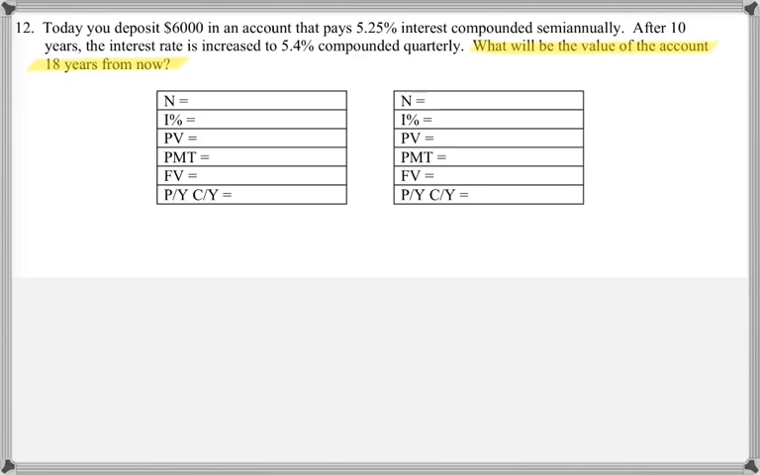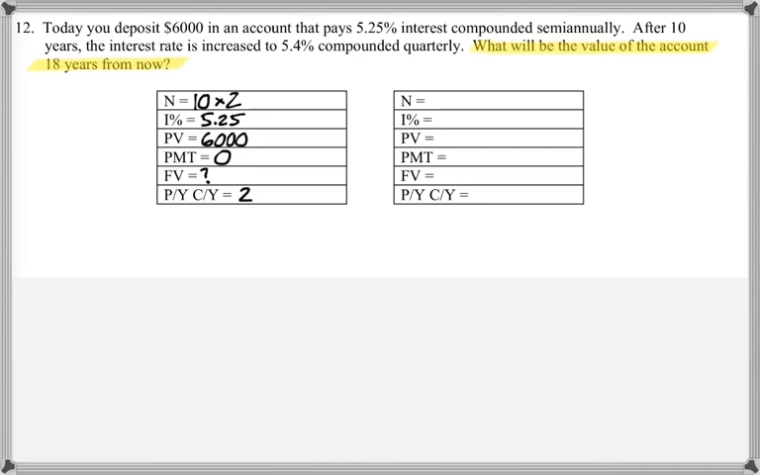So let's look at the first 10 years. N is going to be 10 times 2 because it's 10 years and it's compounded semi-annually. So P/Y and C/Y will be 2 as well. The interest rate is 5.25. The present value is 6,000 because we start out with 6,000. There are no payments, and we are looking for the future value.